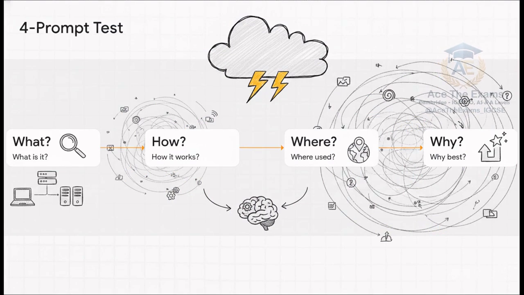As our explainer expands from these local networks out into the vast, complex internet, the sheer volume of information can get a little overwhelming. That's exactly why I want you to memorize this 4-prompt reliability test. It's a super quick 4-step mental checklist.